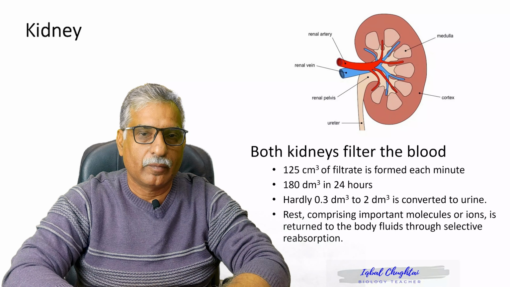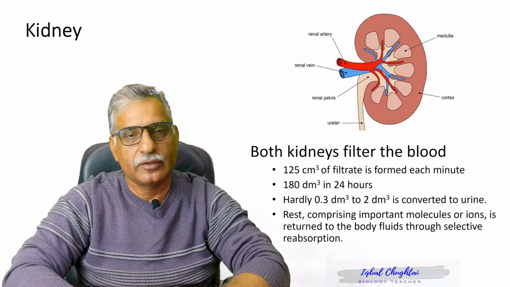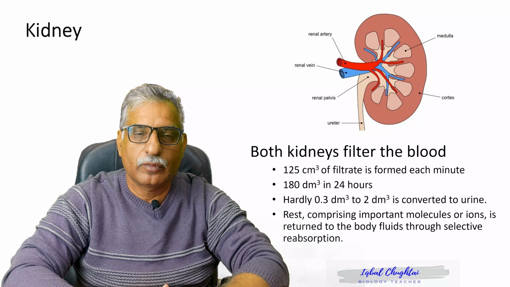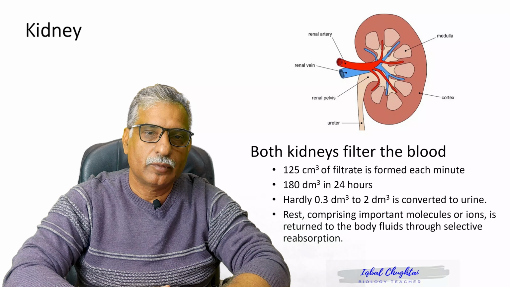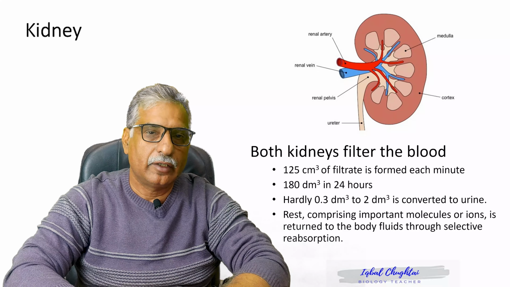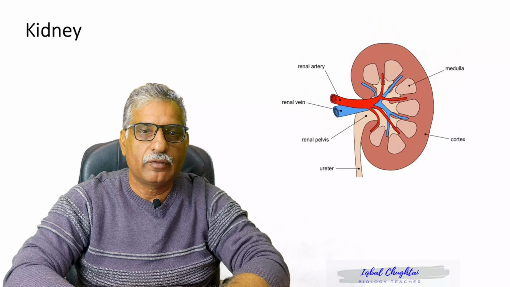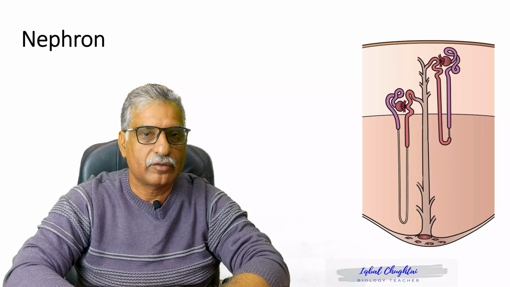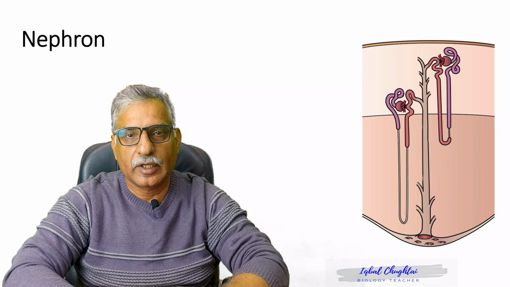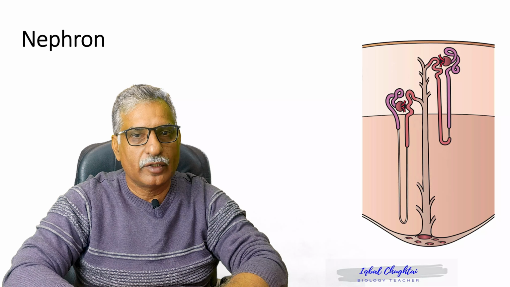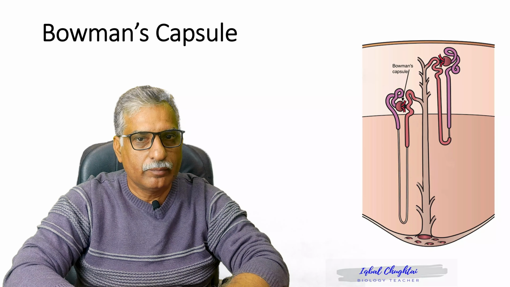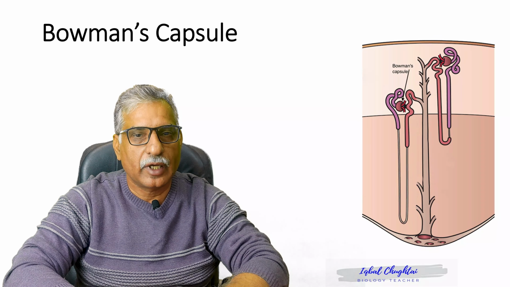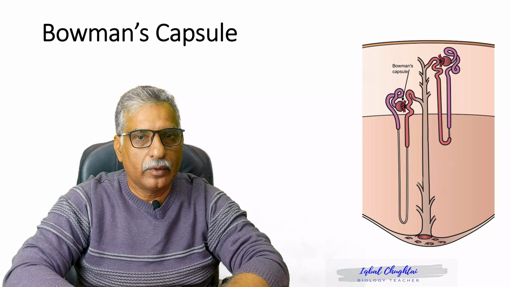Inside the kidney, when the renal artery enters, it makes a large number of branches, and these branches are known as afferent arterioles. Each afferent arteriole reaches a nephron. Now we discuss the structure of a nephron. You can see the cup-like structure of the nephron. This is known as Bowman's capsule. It is also known as the renal cup, Bowman's cup, or glomerular cup.